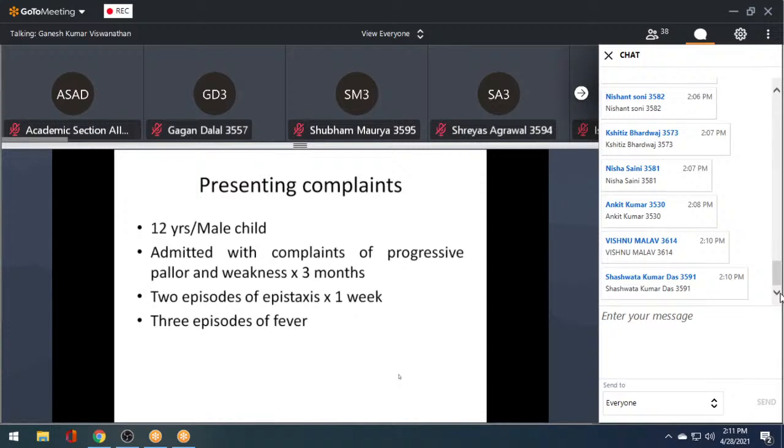Okay, so aplastic anemia, is it a cancer or not? Is it a malignancy or is it not a malignancy? Is it a malignant condition or a non-malignant condition?